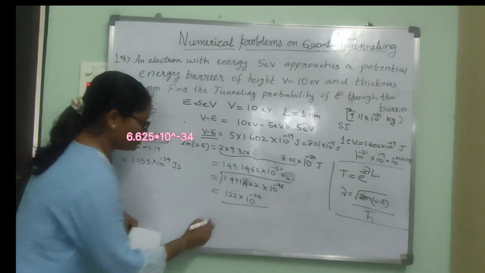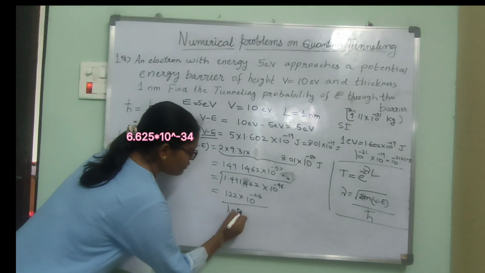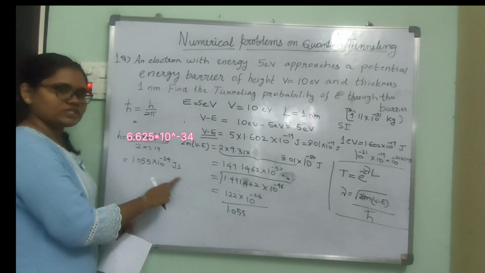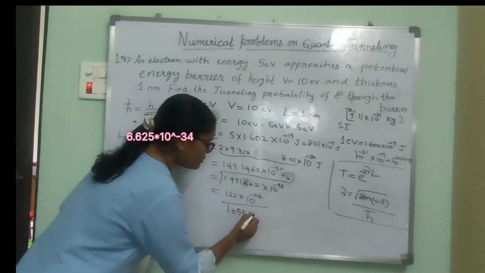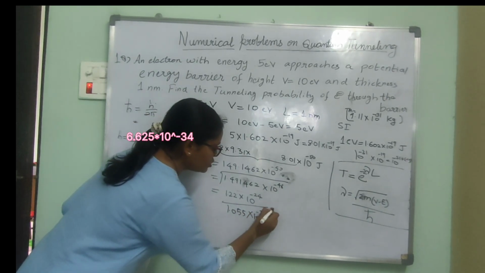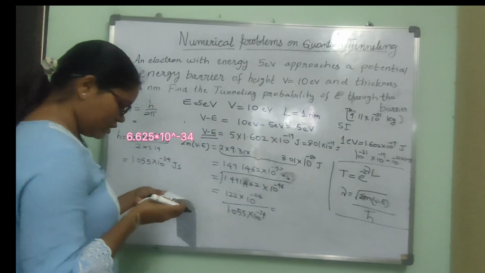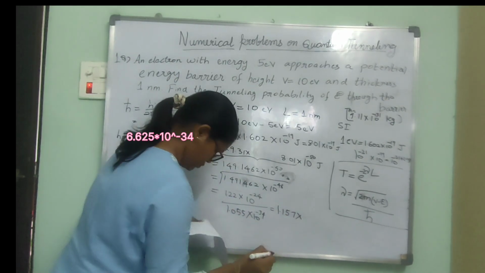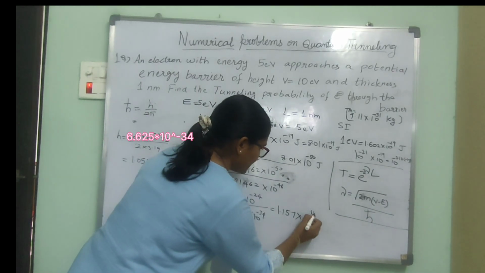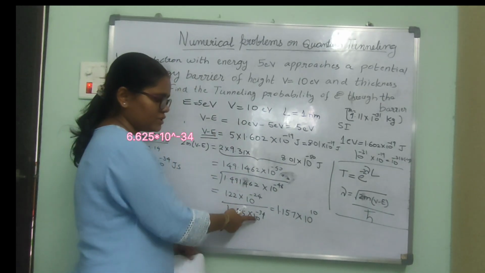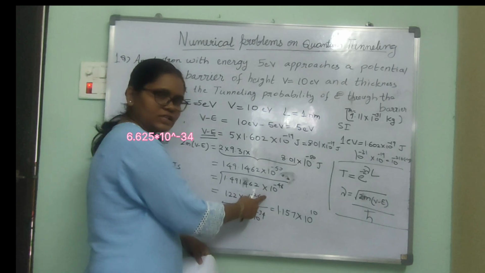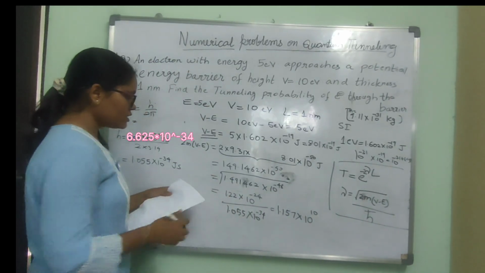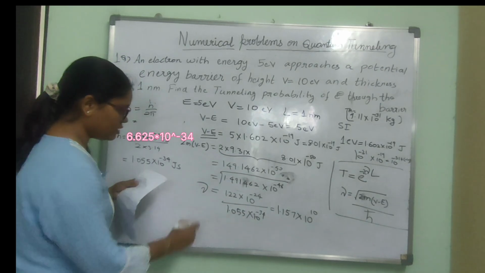In the denominator we have h cross, and the value of h cross is 1.055 into 10 power minus 34. So this comes out to be 1.157 into 10 power 10, because 10 power minus 24 plus 34 would give you 10 power 10. So this is our value for gamma.